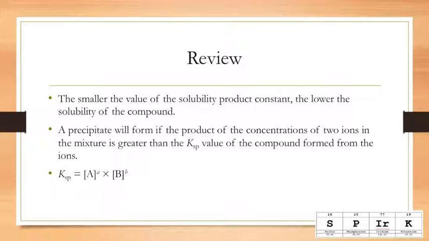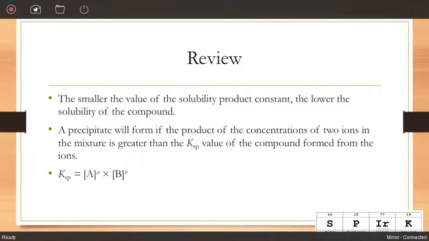So in review, the smaller the value of the solubility product constant, the lower the solubility of the compound. A precipitate will form if the product of the concentrations of two ions in the mixture is greater than the Ksp value of the compound formed from the ions. And lastly, Ksp is equal to the concentration of A raised to the coefficient of A times the concentration of B raised to the coefficient of B.